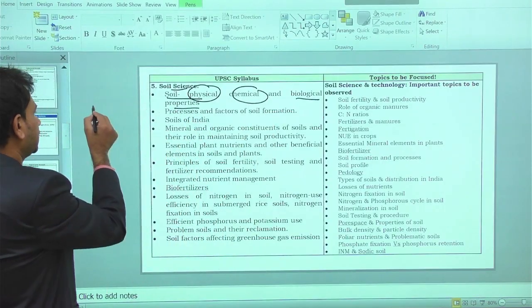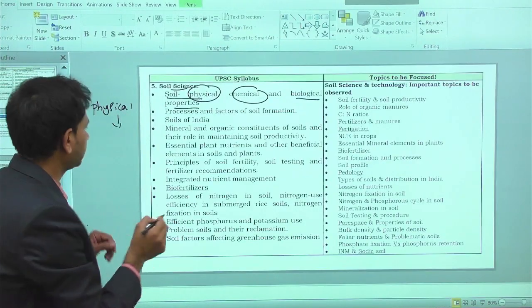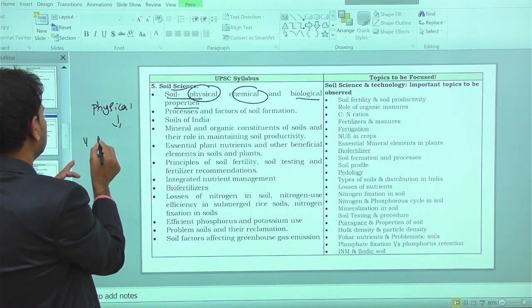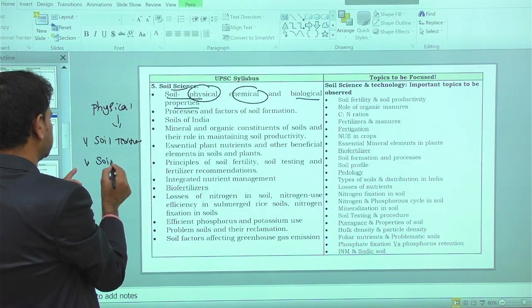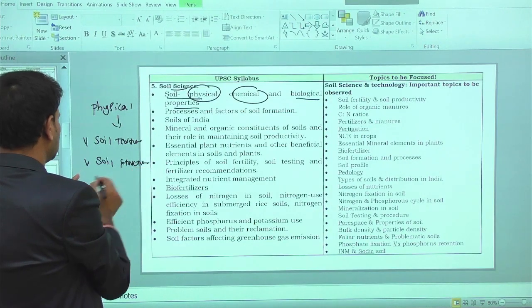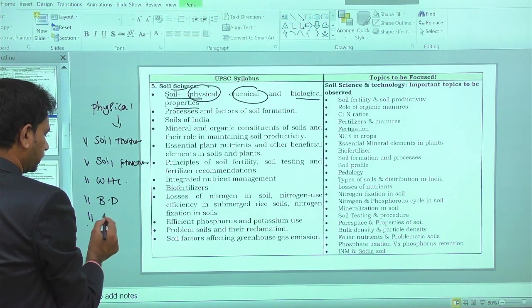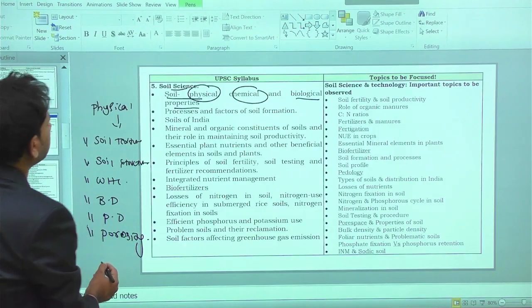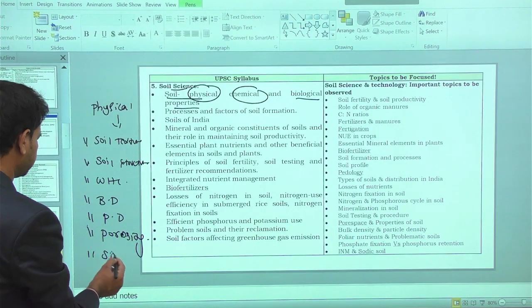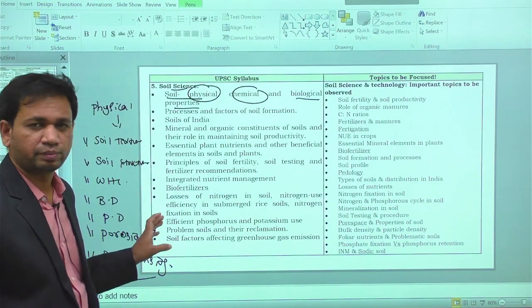In the case of physical properties, we basically have soil texture, soil structure, water holding capacity, bulk density, particle density, and porosity, right. Then soil density. See, these are the basic physical properties we have in the given soil.